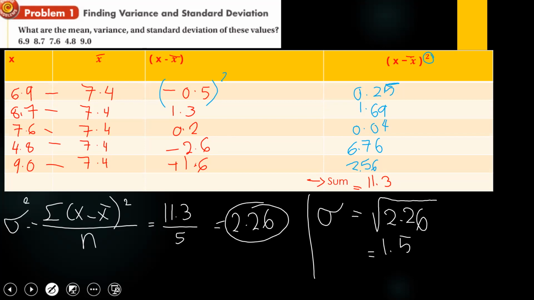Teacher, so this sigma, it's not the standard deviation, it is the variance, right? Sigma squared is a variance. Sigma is a standard deviation. Okay. Thank you, teacher.